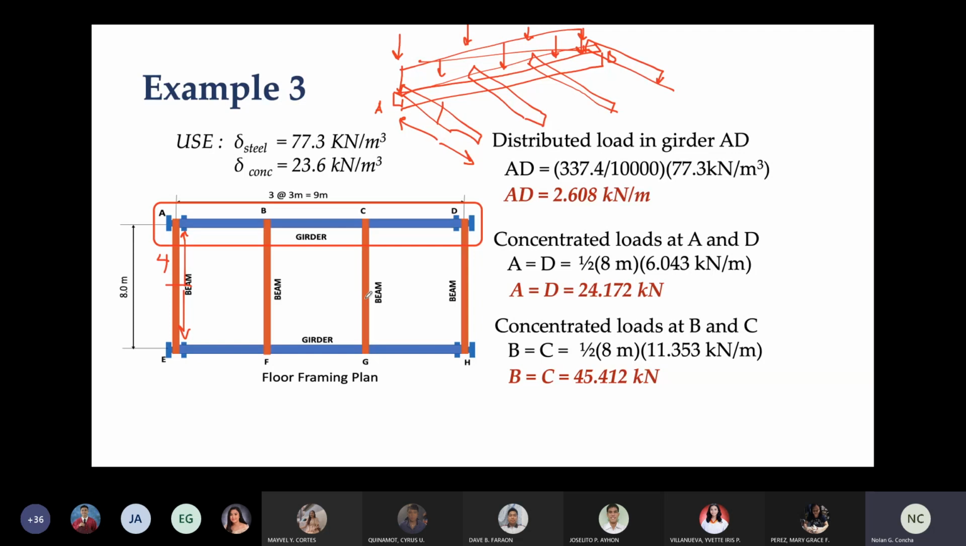So if you look at the loading of your AD, this is how it looks. A, B, C, D has a uniform load due to the self-weight, and concentrated forces due to the loads from your beam. So, that is how we compute the dead load.